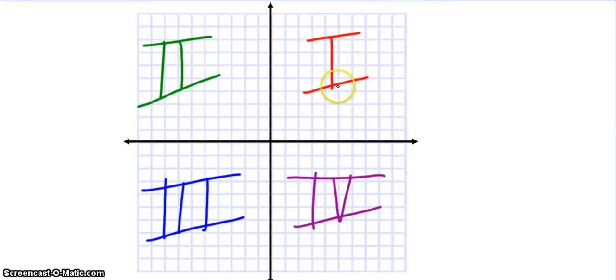Alright, so hopefully you labeled the upper right corner 1, the upper left corner 2, the lower left corner 3, and the lower right corner 4. That's something you learned the first time you learned about the coordinate plane. It will come into effect when we look at angles in standard position here in a little bit.